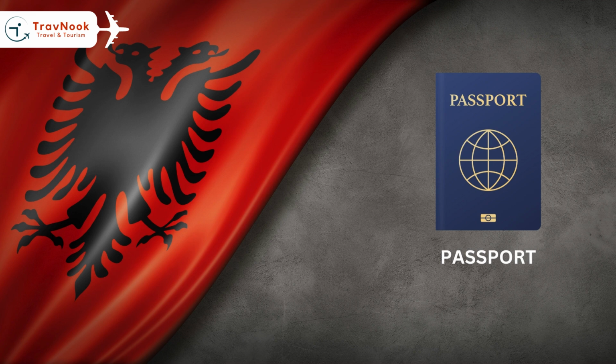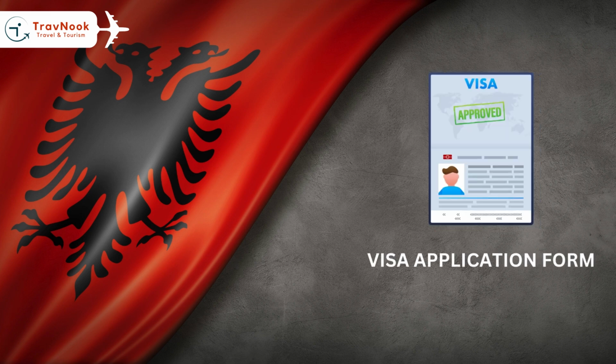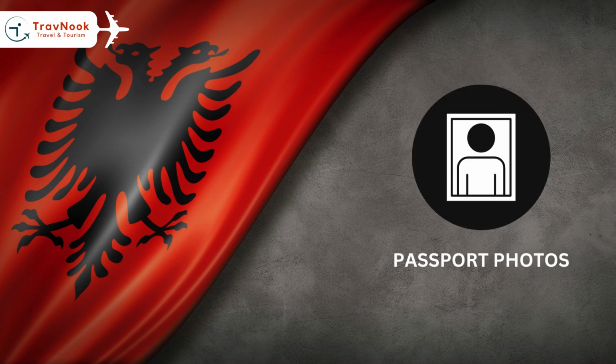Passport must be valid for at least 3 months beyond your planned stay in Albania. It should have at least 2 blank pages. Visa application form. Fill out the form accurately. You can find this form on the official website of the Albanian embassy or consulate. Passport photos. 2 recent passport-sized photos. They should be clear and have a white background.